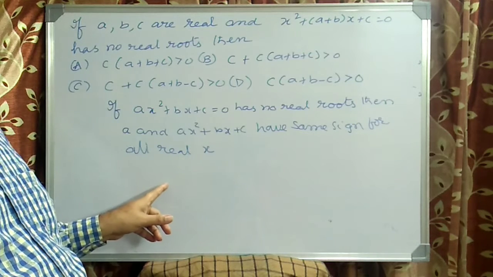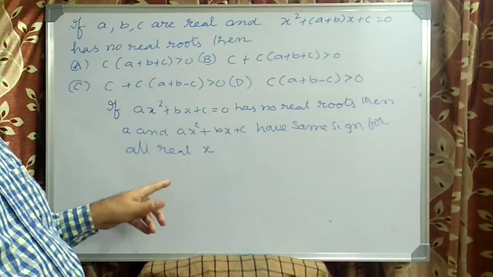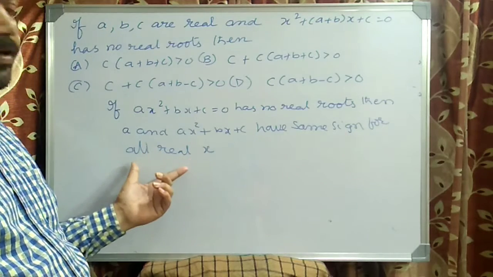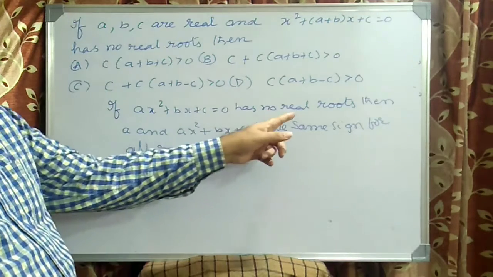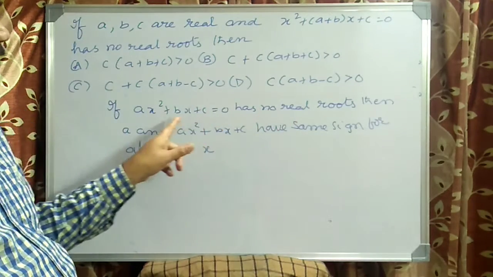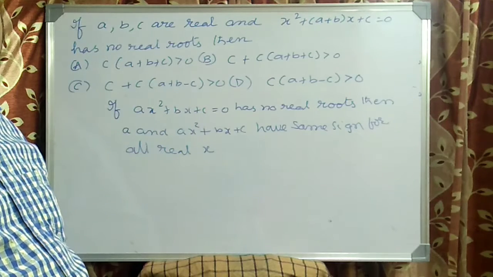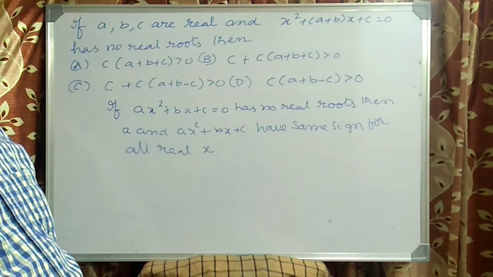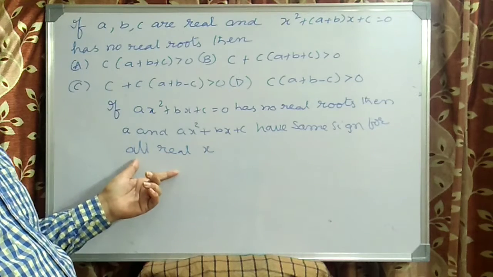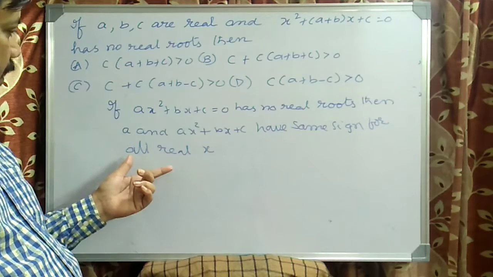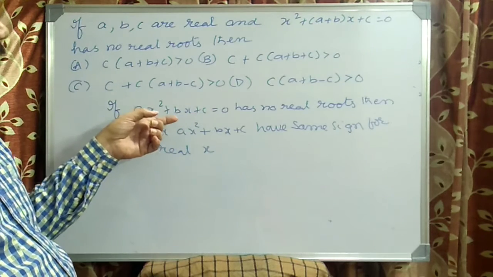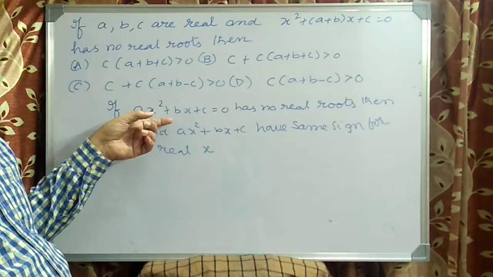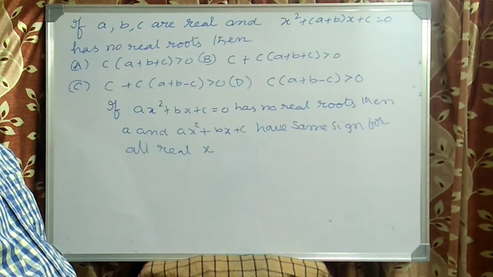In the previous problem also we applied this property: whenever the condition is satisfied for all real x, there are no real roots for the given equation. I repeat, whenever you see for all real x, the discriminant should be negative. Discriminant should be negative, right?